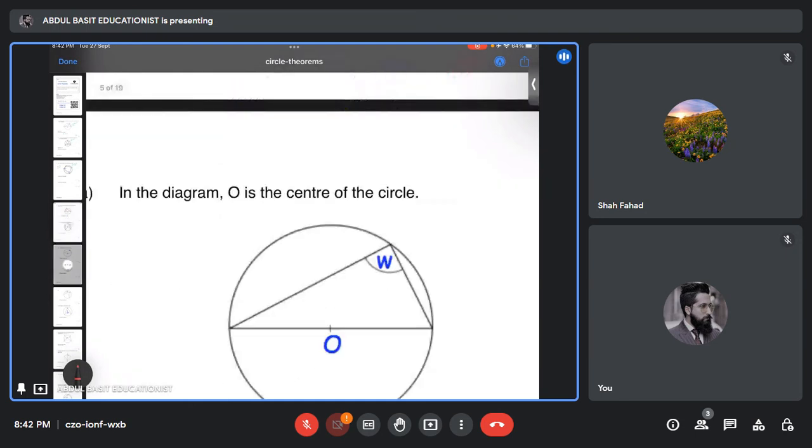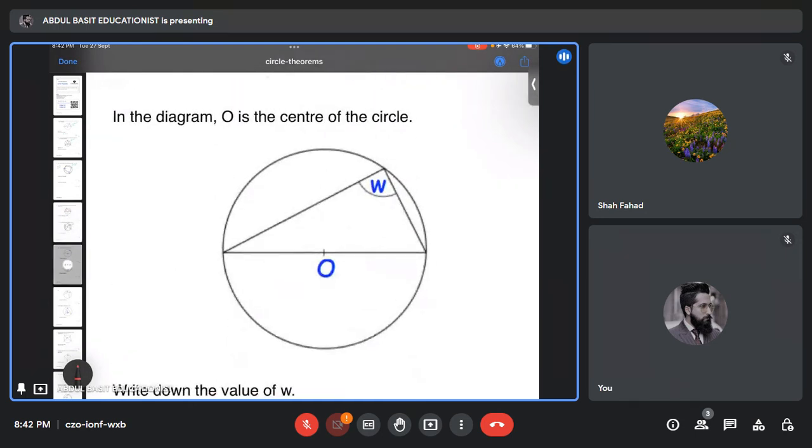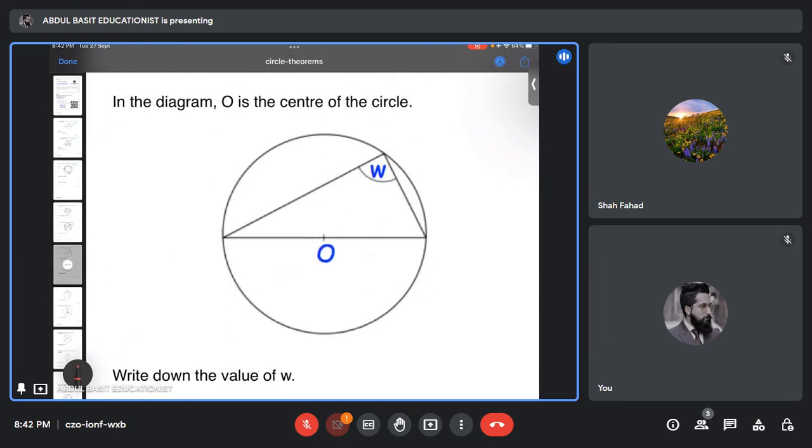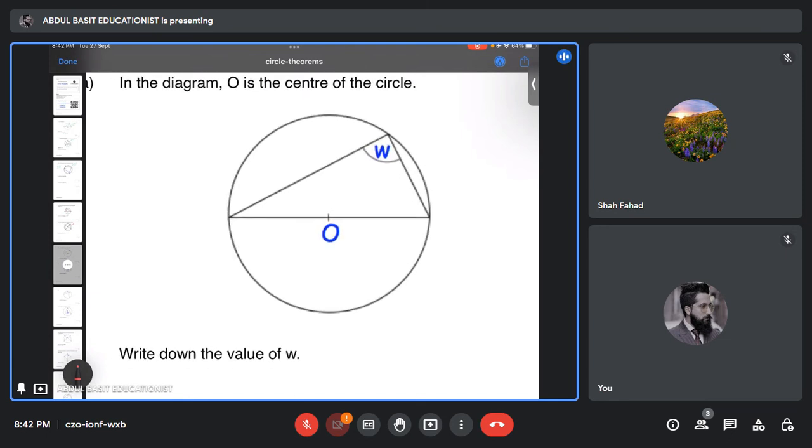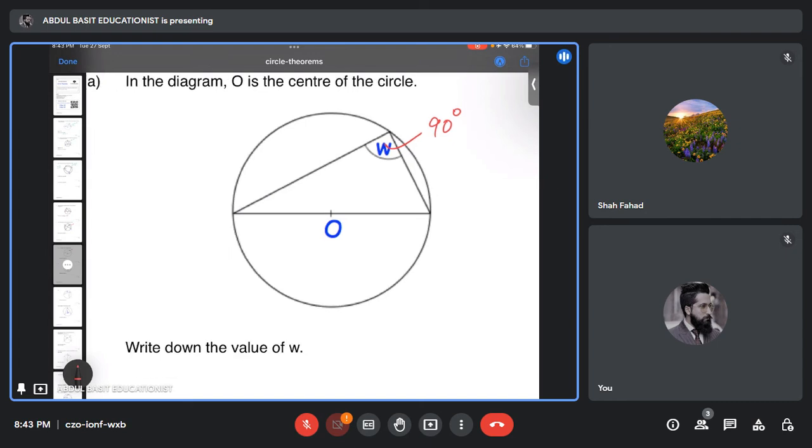Okay, moving forward, in the diagram, O is the center of the circle. Okay, write down the value of W. So the value of W would be 90 degrees.